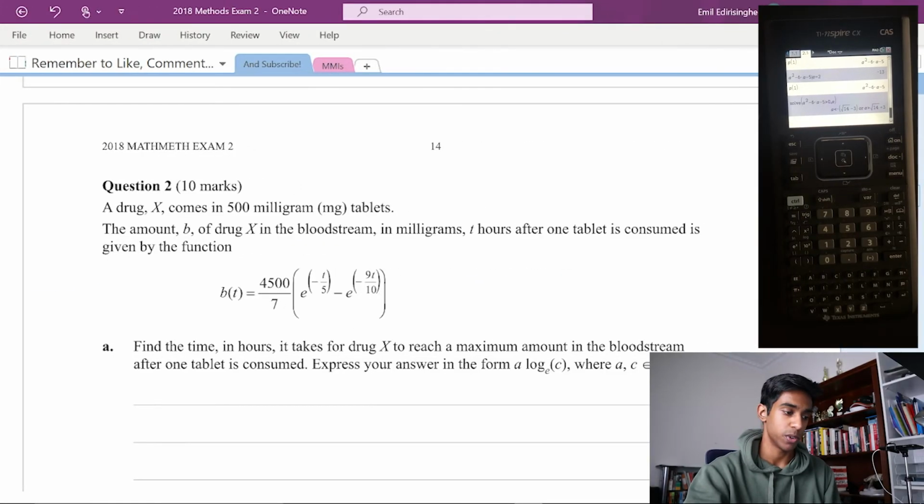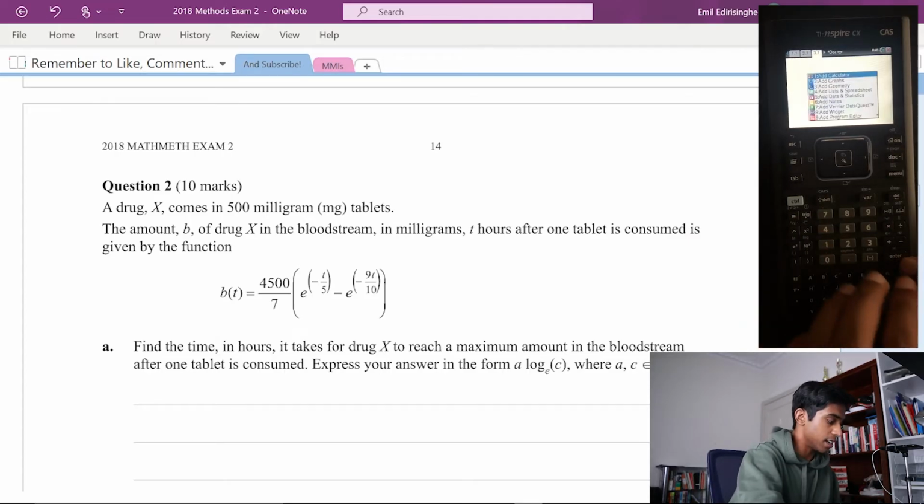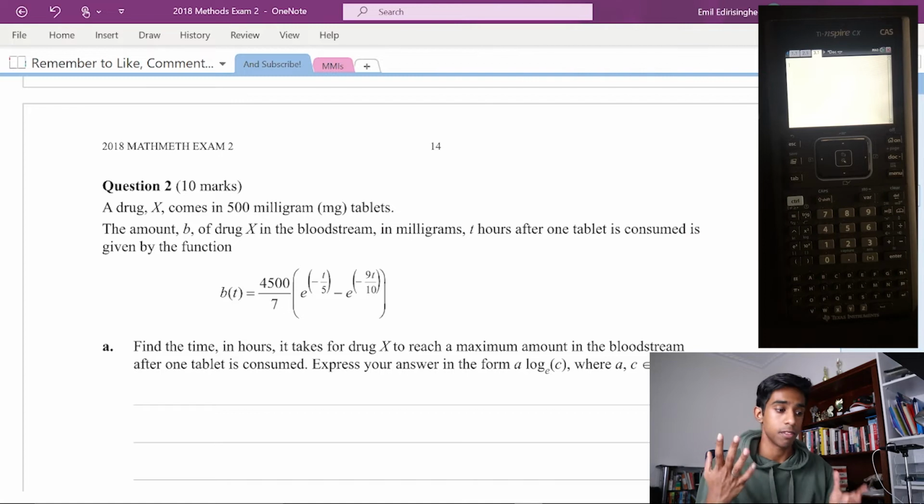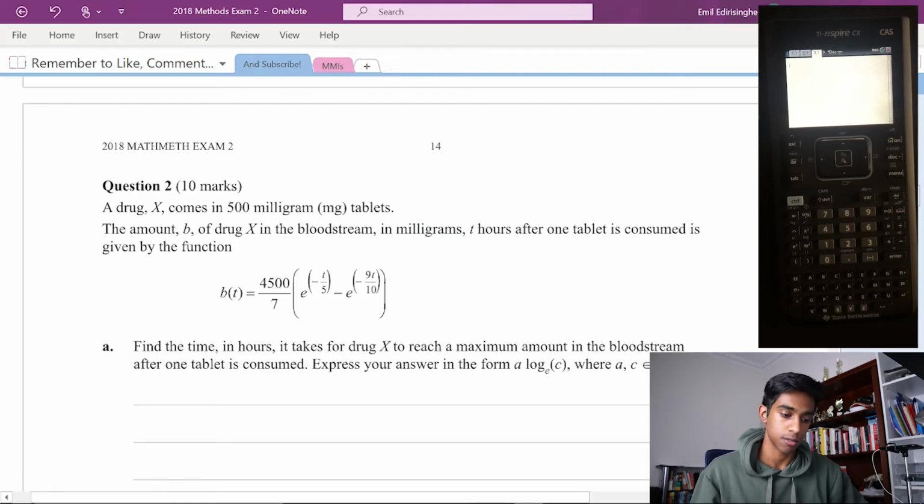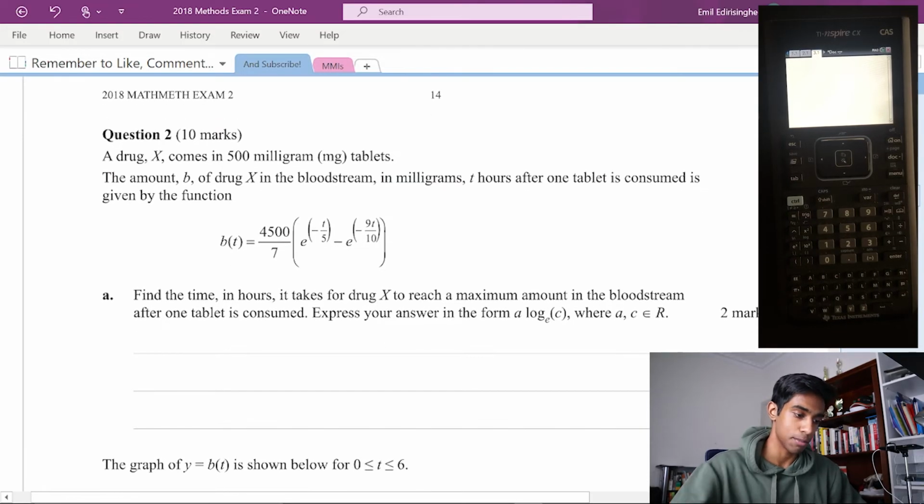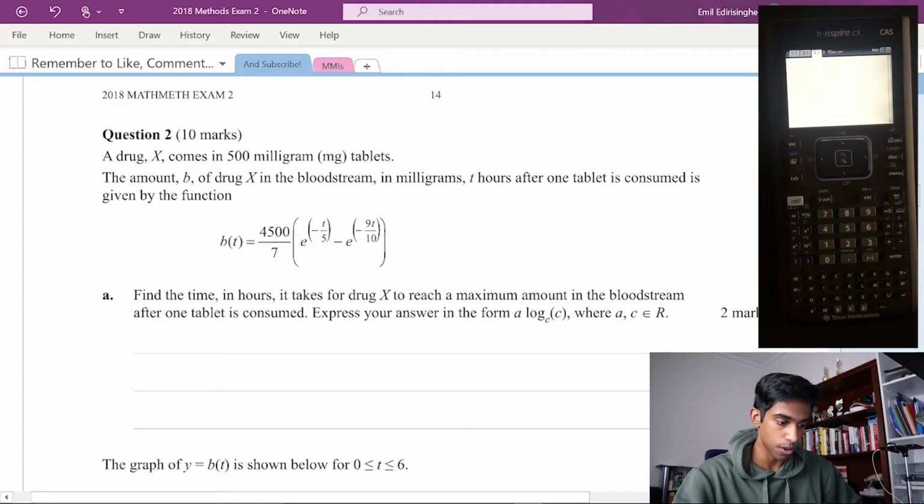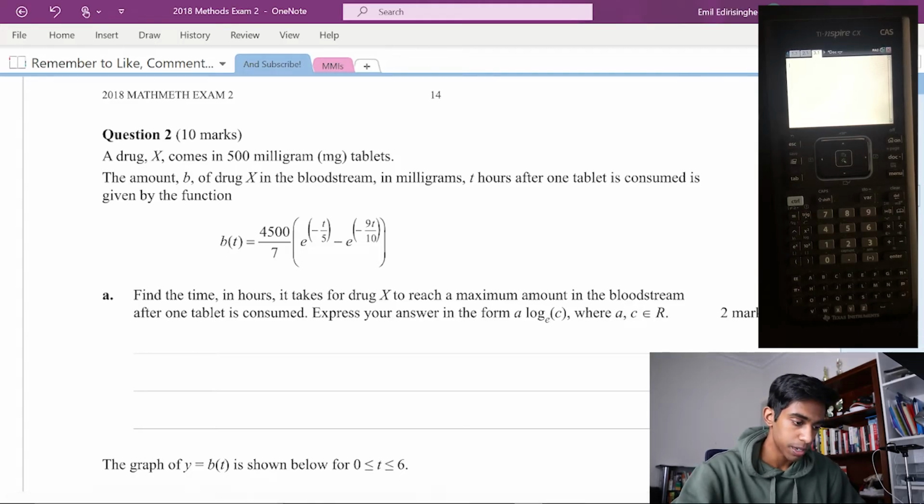Okay, so now we're up to question 2, and again I'm going to make a new problem so that I don't have to redefine my variables on the calculator. So we have a drug X that comes in 500 milligram tablets. The amount of the drug is given, and we need to find the time in hours taken for drug X to reach a maximum amount in the bloodstream. So what we essentially have to do is just find the maximum of this function.